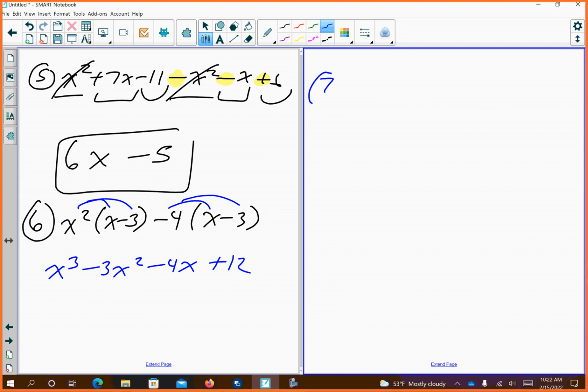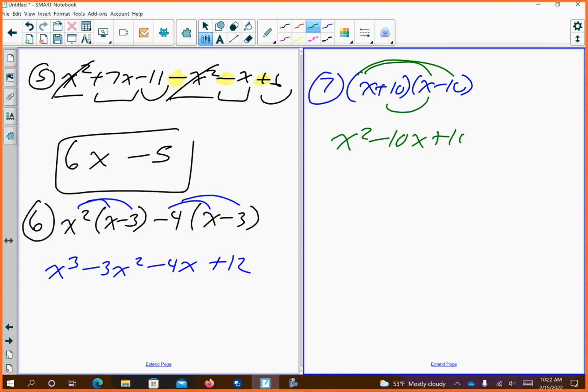Number 7, x plus 10, x minus 10. So x times x is x squared. x times negative 10 is negative 10x. 10 times x is positive 10x. 10 times negative 10 is negative 100. Those are like terms. They cancel each other out because one's positive and one's negative, same value. And there's our answer.